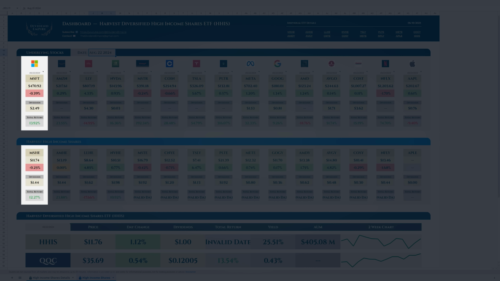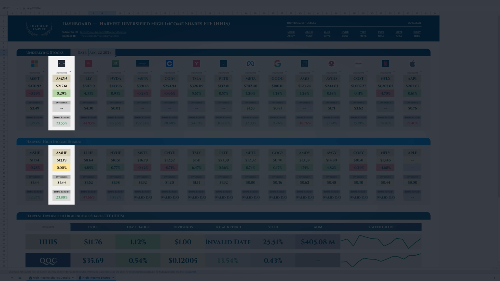Now starting with Microsoft, we see the total returns for MSFT coming in at 13.92%, while MSHE is at 12.27%. This is quite close considering it's been just over 9 months since the inception date, and this also includes the Liberation Day market crash. For Amazon, the total returns are 23.55%, while AMHE is at 23.88%. So for this one, the covered call ETF is actually out ahead by a very slight margin since inception.